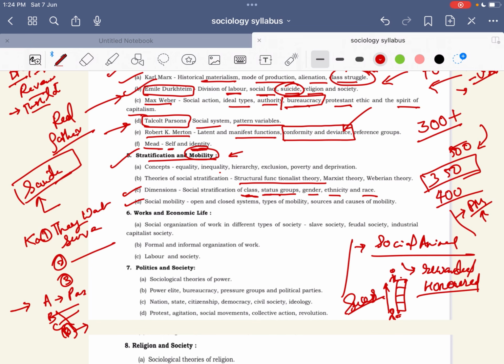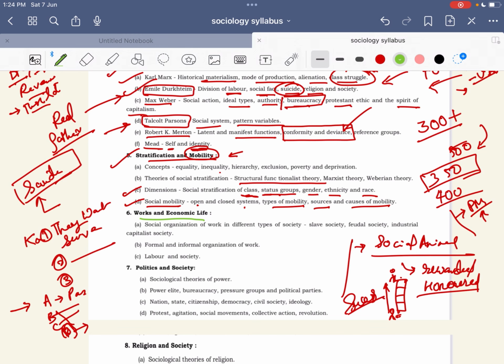And in this, see, the last one is social mobility. See, what is written in the fifth: stratification and mobility. So the entire social mobility is in the syllabus. See, open system, closed system, then types of mobility we are going to see, and then there are sources of mobility, then there are causes of mobility. Understand what I am telling. And see, again there is another topic, that is work and economic life.